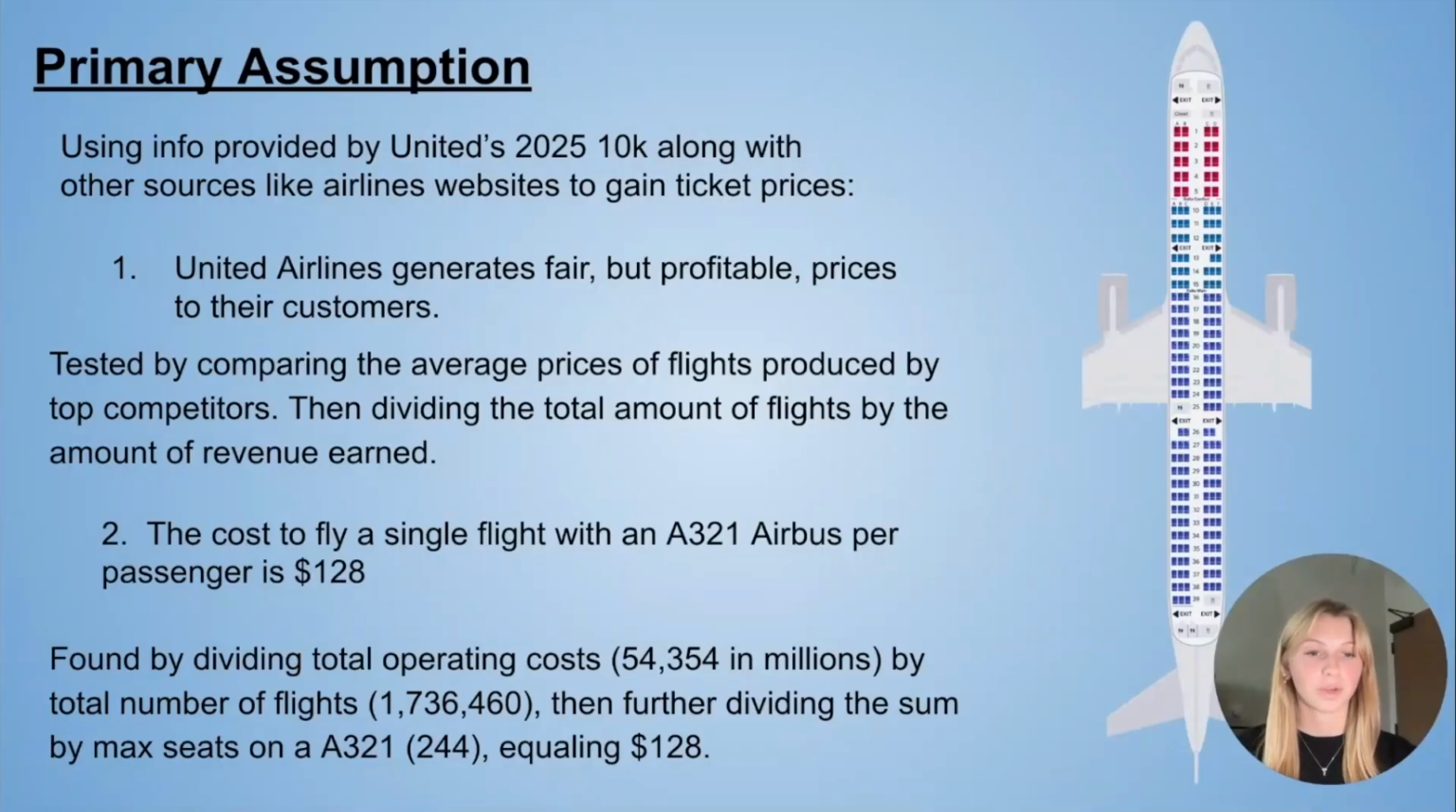For an A321 Airbus that has 244 seats, United Airlines would have to sell each seat for approximately $128 minimum. However, this is where market-based pricing comes in and assesses the supply and demand for this flight and where it's going, and will create an additional markup percentage price.